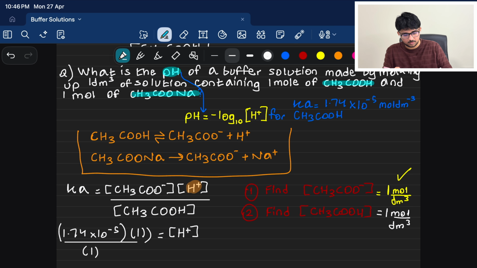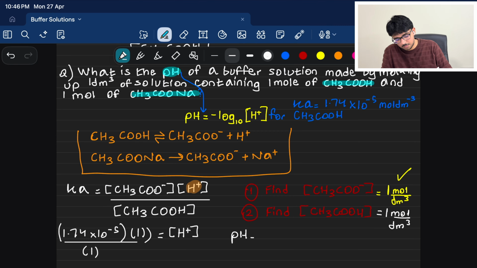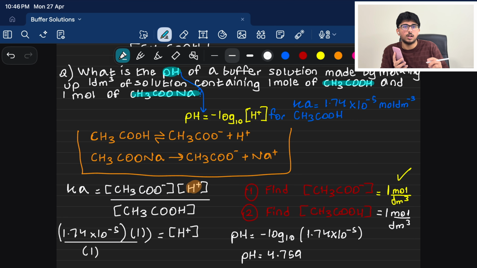Why am I using a calculator? This is multiplied by 1 divided by 1. It's just this. So now, final step, pH equals minus log base 10 of the concentration, which is 1.74 times 10 power minus 5. So now I need a calculator. Minus log 1.74 times 10 power minus 5. This comes out to be 4.759. And always remember, pH is to two decimal places. So this becomes 4.76 as the pH.